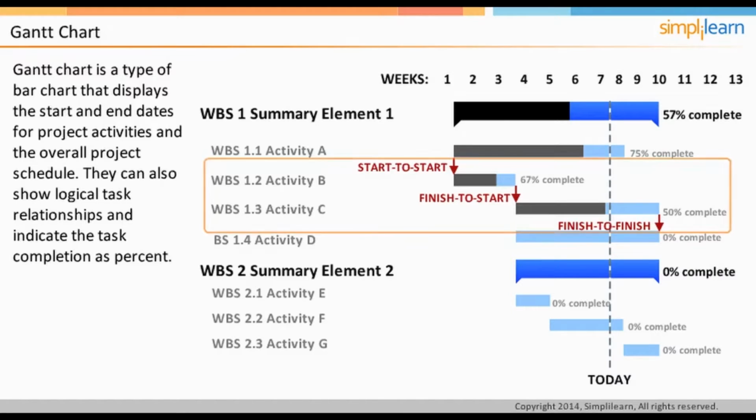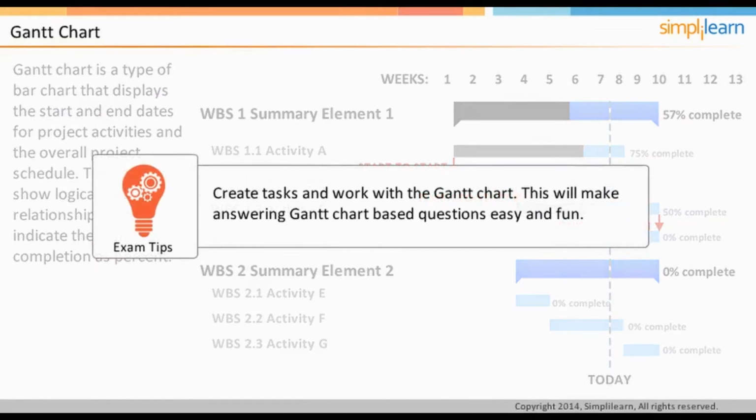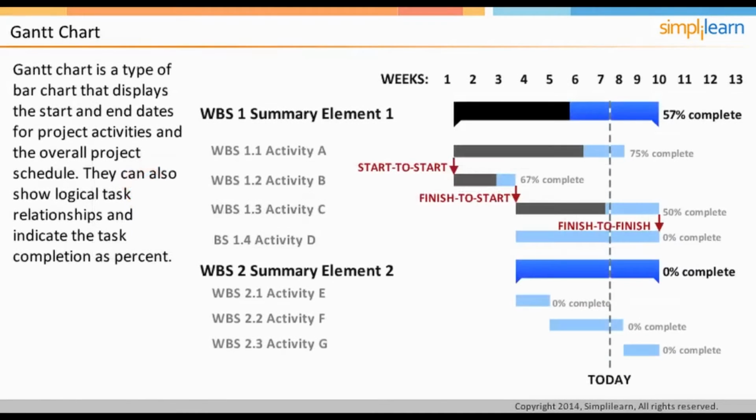For example, Activity B and C have a dependency. Activity C can start only when Activity B is completed. The chart gives you an idea about when specific activities are planned to finish and when the overall WBS element will get delivered. Create tasks and work with the Gantt chart. This will make answering Gantt chart-based questions easy and fun. In the next screen, let us understand the relationships that exist among project activities.